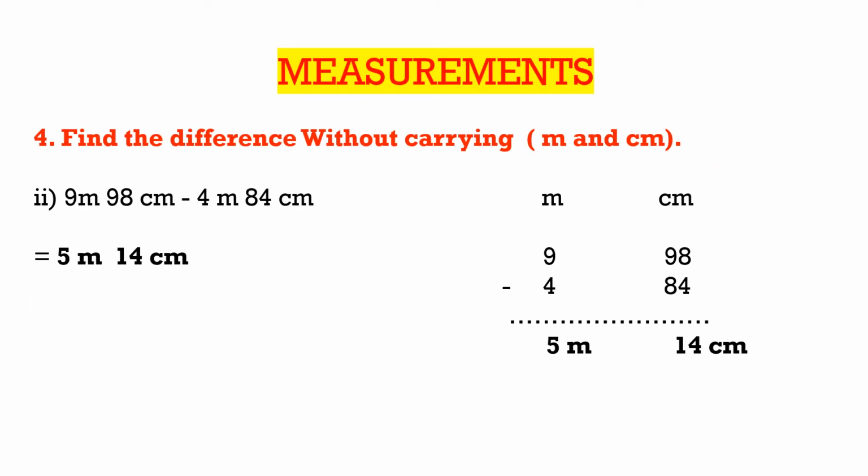Now second bit is 9 meter 98 centimeter minus 4 meter 84 centimeter. We have to subtract meter and centimeter. First write down 9 meter and 4 meter in meter column, and then write down 98 centimeter and 84 centimeter in centimeter column.